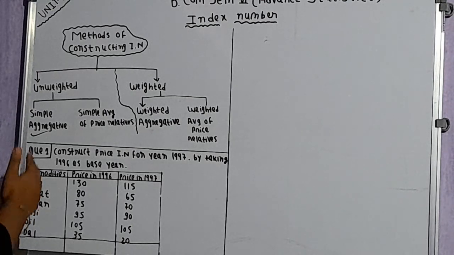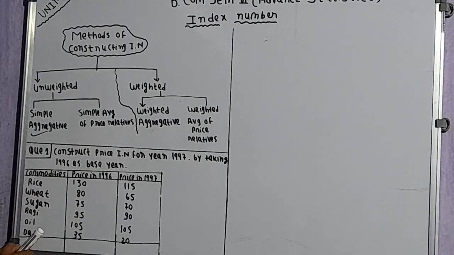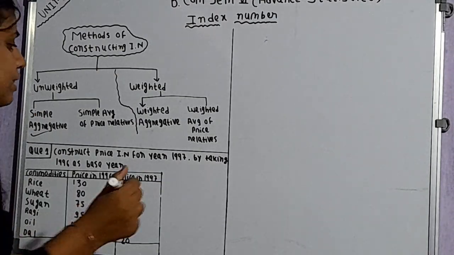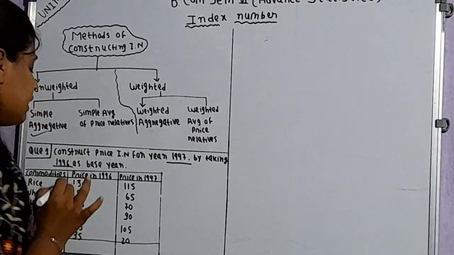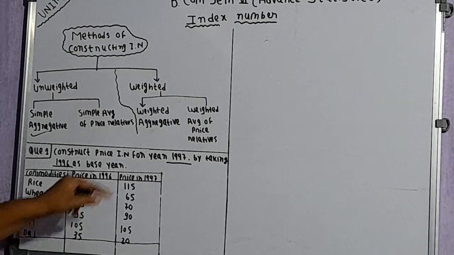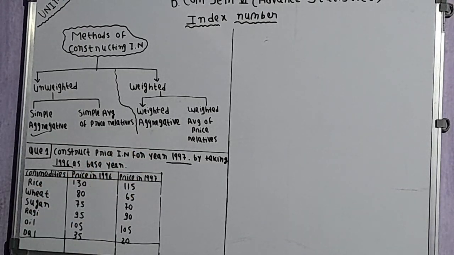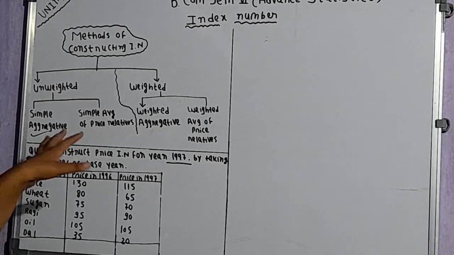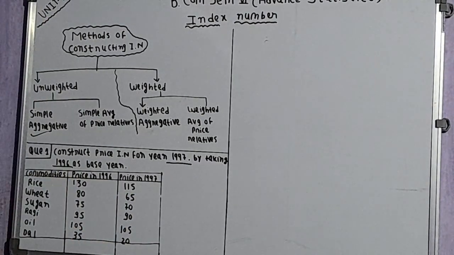Here it is given, construct price index number for year 1997 by taking 1996 as the base year. So we have been given information for two years, that is 1997 and 1996. In this problem we have been asked to take 1996 as the base year and 1997 as the current year. By taking this information into account, we have to calculate the index number for year 1997. Before solving this problem, we need to understand some terminologies.